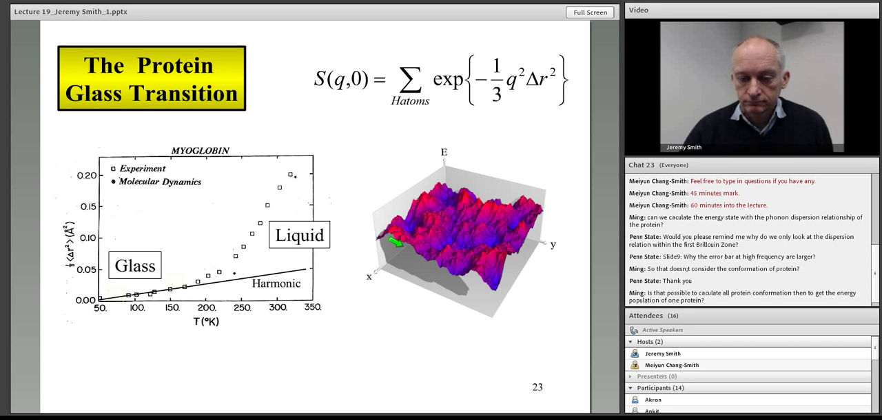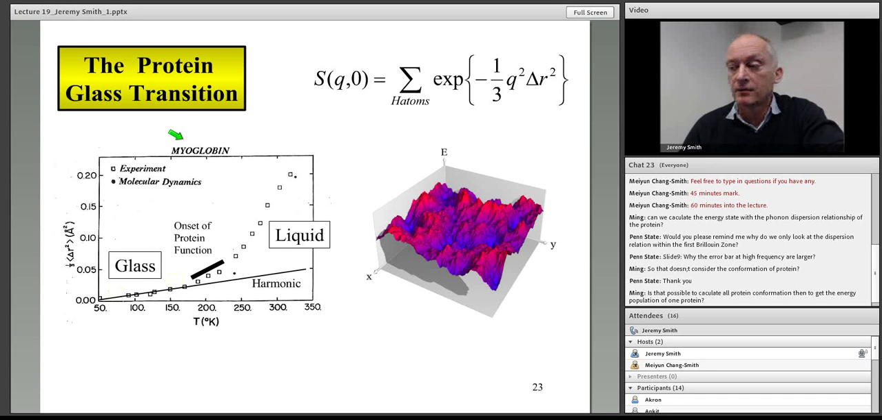This is a measurement of the elastic scattering of a protein, myoglobin. Myoglobin is a protein that transports oxygen between the lungs and the muscles. So, it's the first protein for which we knew dynamics was important for function.